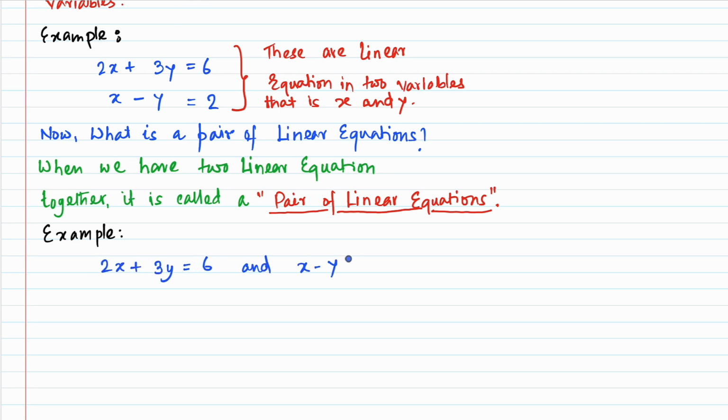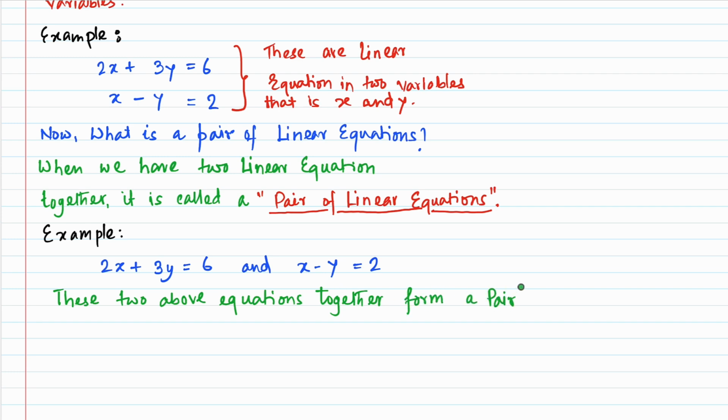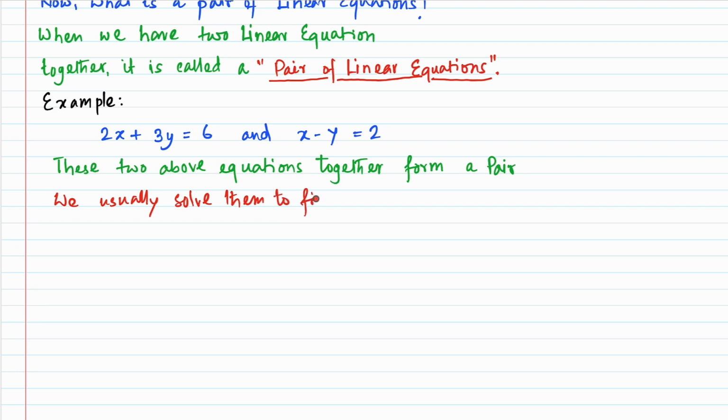Example, 2x plus 3y equal to 6 and x minus y equal to 2. So these exist in a pair. These two equations together form a pair of linear equations. We usually solve them to find the values of x and y. These variables which we have chosen as x and y, we need to find their values, and we find the values by solving these equations.